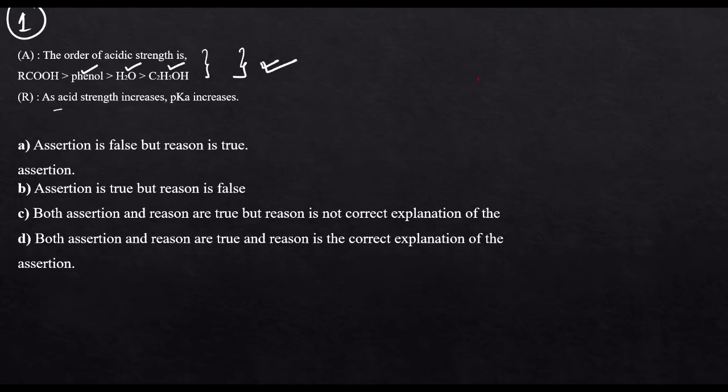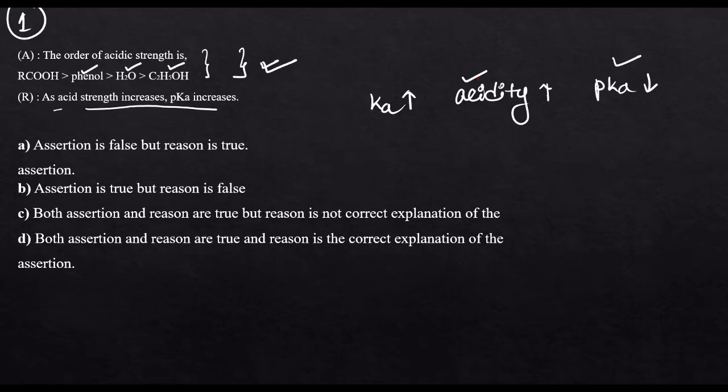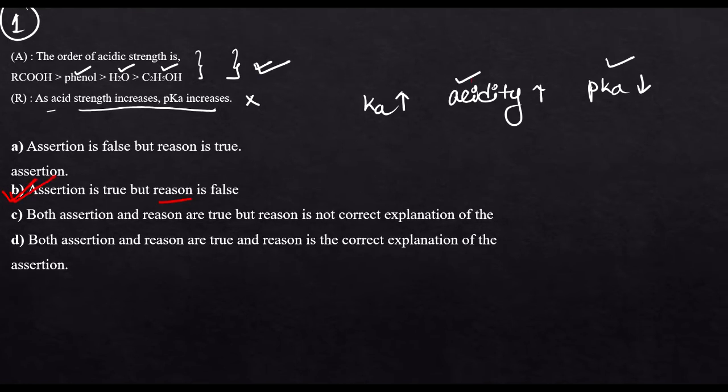So the acid strength order is correct, the assertion is correct. About the reason, the higher the K value, the higher will be the acidity. As the K value increases, acidity increases, so the pK value decreases. So if acidity increases, pK value decreases. The reason says as acid strength increases, pK value increases, so this one is not true. Here the assertion is true, but the reason is false. Option B is the correct option.